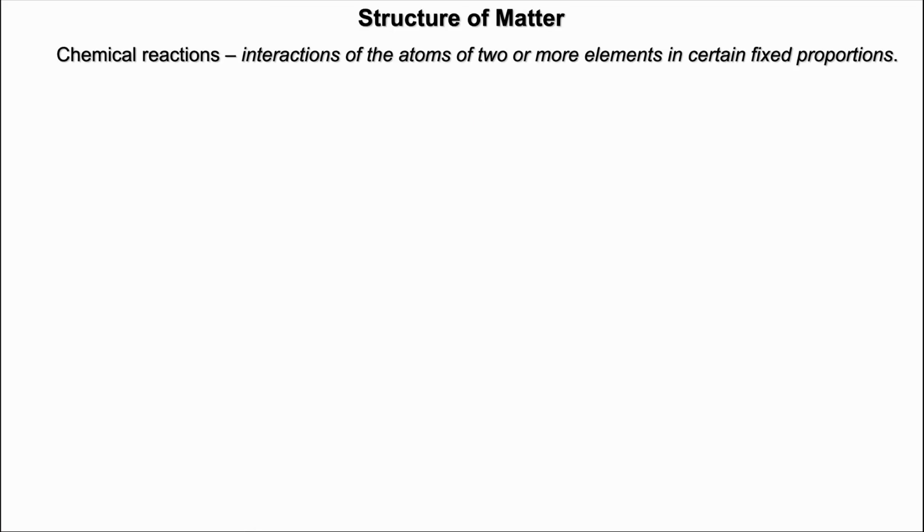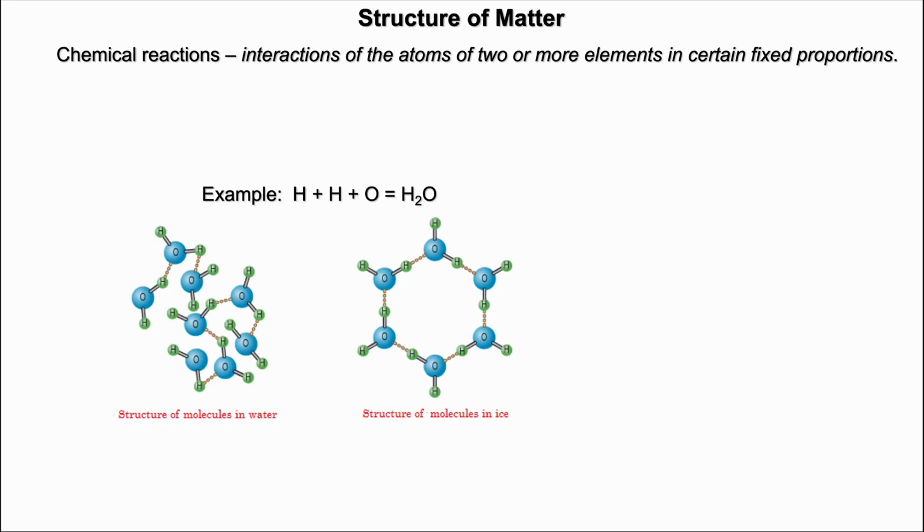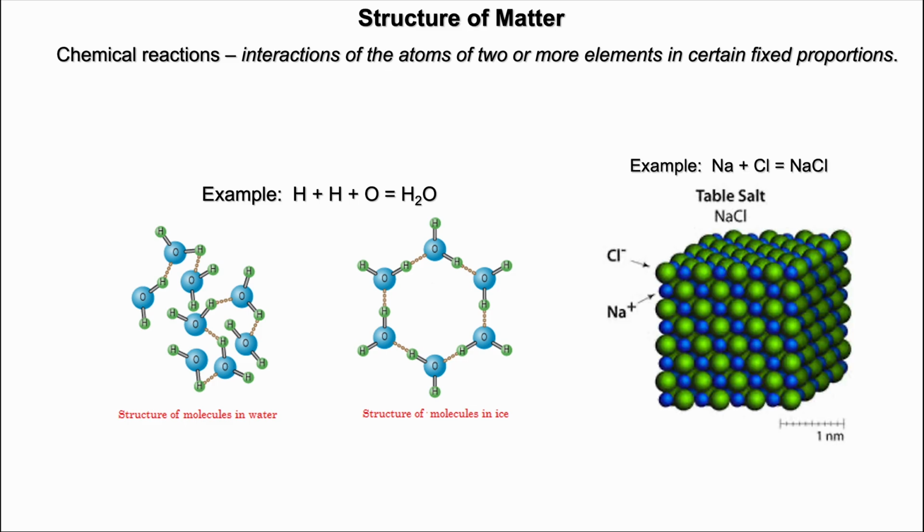Chemical reactions are the interactions of the atoms of 2 or more elements in certain fixed proportions. The example shown here is water, or H2O. As a liquid, it generally forms a mass of 9 molecules or so. It kind of wiggles and flops around. Once the temperature goes down sufficiently, they become organized into a hexagonal crystal structure. So unorganized here as a liquid, very well organized here as a solid. And this solid takes up a little bit more space than this disorganized liquid, so ice takes up more space than liquid water.